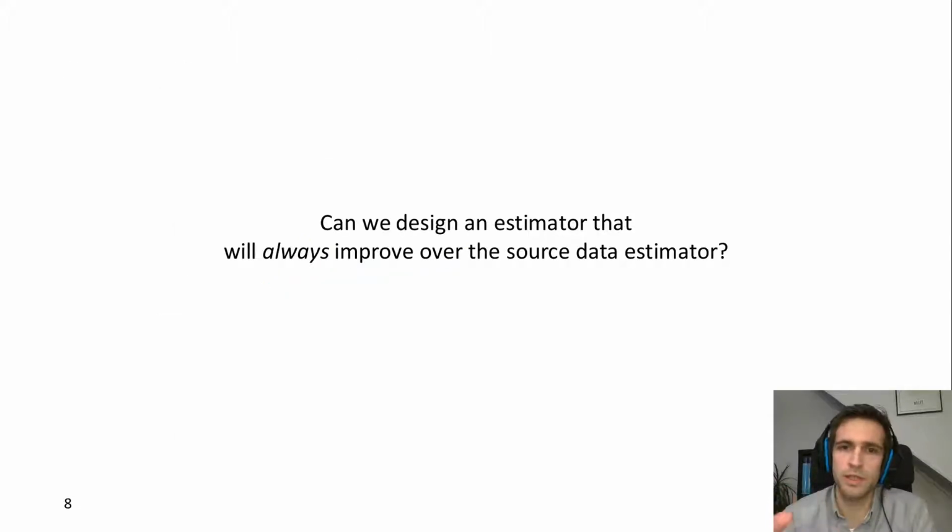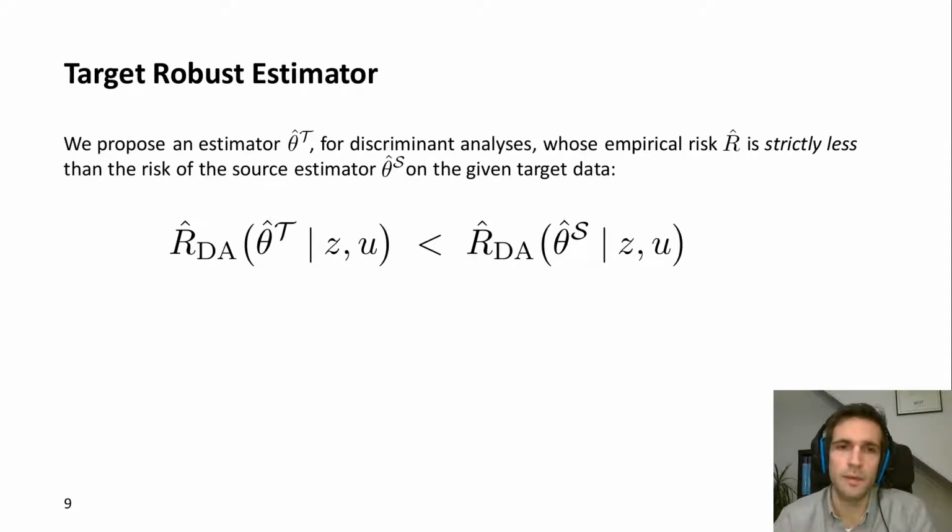So we asked ourselves in this paper, can we design an estimator that will always improve over the estimator based on the source data? The answer is yes. We're calling it the target robust estimator. I'll talk you through. So this is the main statement in the paper. We propose an estimator for the target domain, specifically for discriminant analysis, whose empirical risk is strictly less than the risk of the source estimator on the given target data.